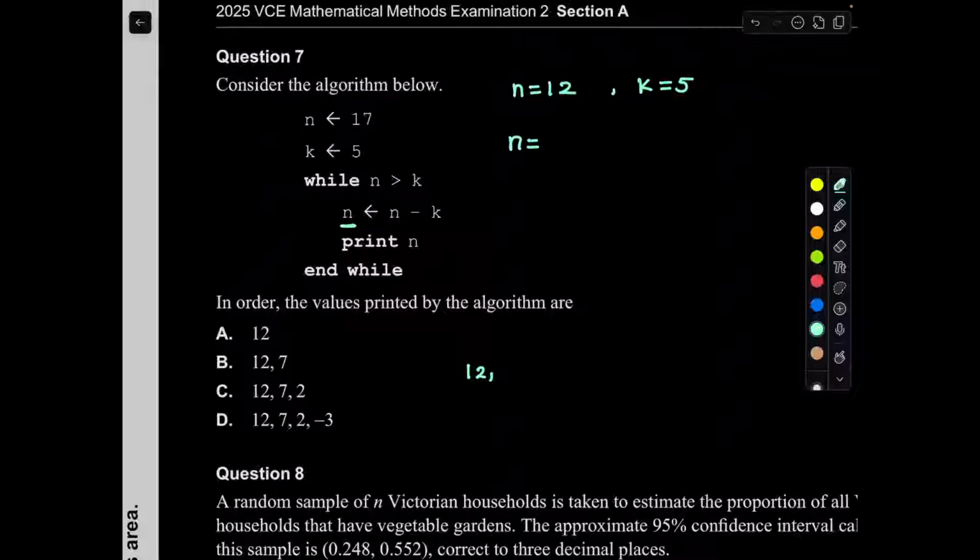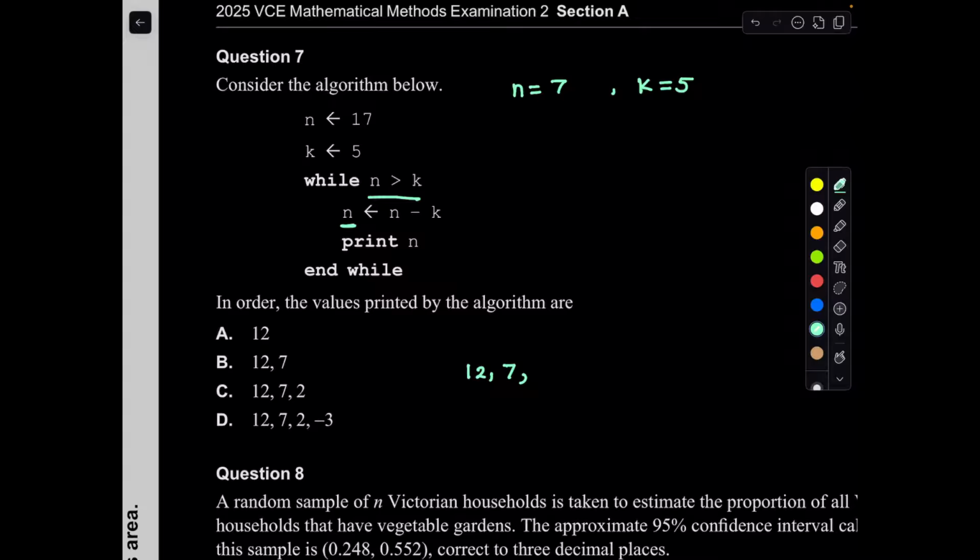So the next one here, n is going to be equal to n minus k, which is basically 12 minus 5, which is 7. Yeah, so that's our new value. And then what we do, legends, is print n. So we print 7. How easy. And then unfortunately, we're going to go back to the while loop and check if that condition is still met.